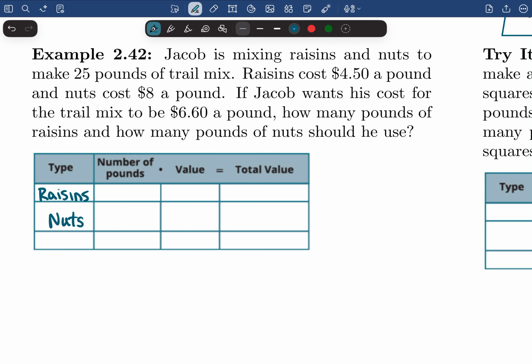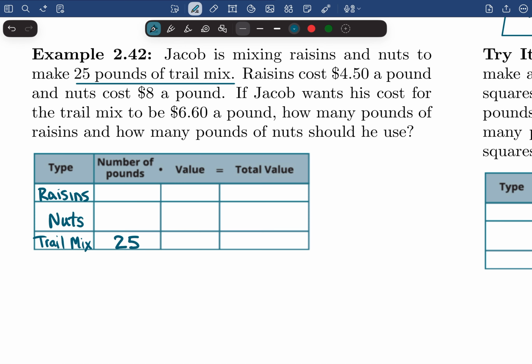And then when we combine them together, they result in the trail mix. So I'll put trail mix in the third row of this column. Next, well, we have to know how many pounds of raisins and how many pounds of nuts he should use. But there's going to be 25 pounds total of trail mix. This is important. So we know the trail mix number of pounds will be 25.